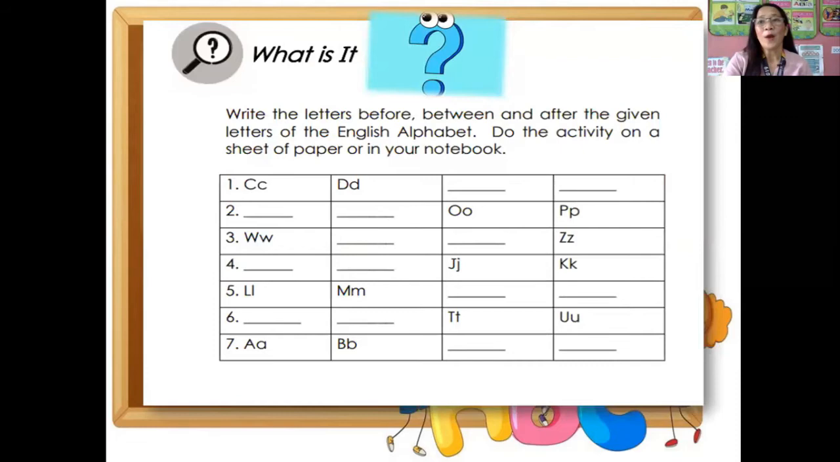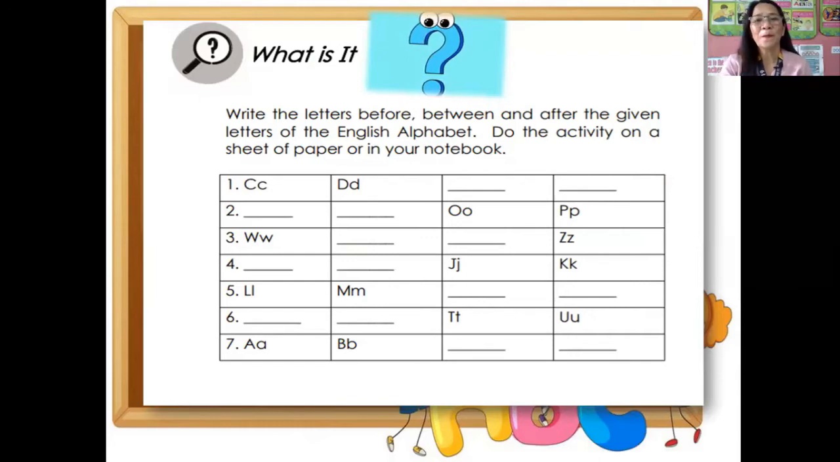Now, next activity. Write the letters before, between, and after the given letters of the English alphabet. Do the activity on a sheet of paper or in your notebook. Number 1, letters C and D. What letters are after letter D?